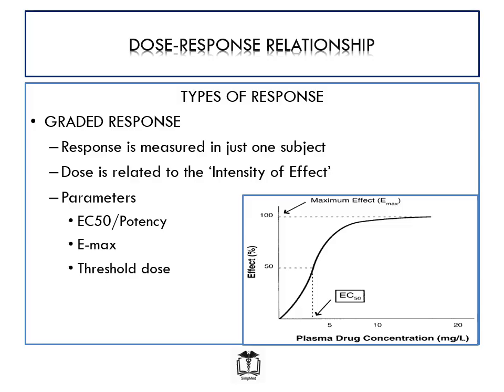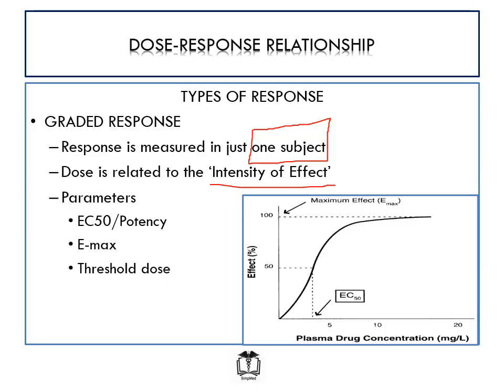So graded response, there are a few things to note about the graded response experiments. First of all, graded response experiments are carried out on just one subject. We're not going to be carrying out this experiment on multiple individuals, just one subject. Aside that, we are looking at the relationship between the dose and the intensity of the effect. The intensity of the effect is what we're checking out for. So how much effect, because the dose is proportional to the effect, how much of the effect would we see if we increase the dose? And that's what we're looking out for.